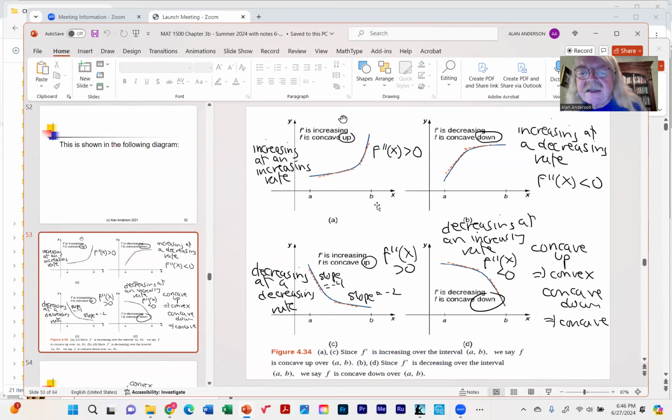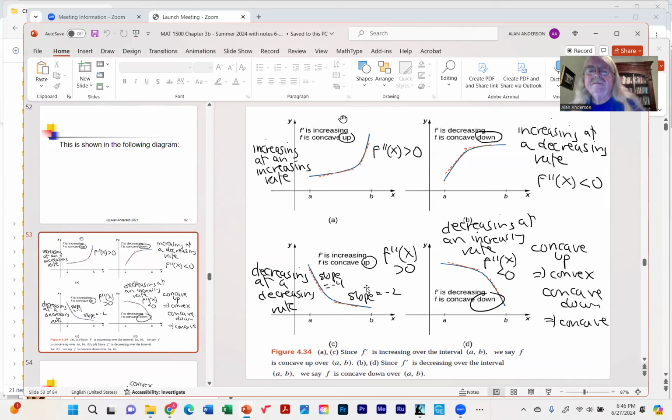And then we can see down here directly below it, it's the same thing. So even though the slopes are negative, as x increases, as we go from left to right, you can see the slope is becoming less negative, which of course is the same thing as becoming larger. And so therefore, this one also is defined as being concave up.